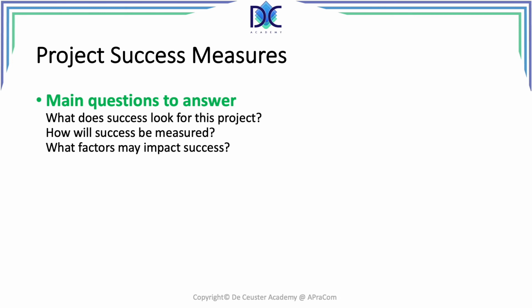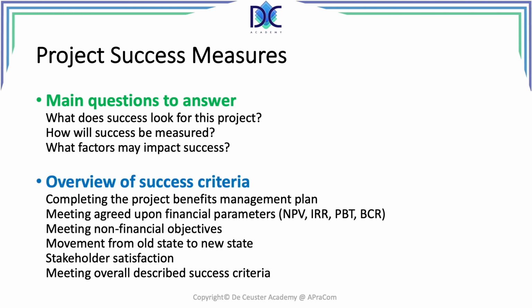And it's important, like I said before, to do it at the beginning of the project. Doing it later leaves everything open to interpretation. We look at the success criteria: completing the project benefits management plan, meeting agreed upon financial parameters, meeting non-financial objectives, the movement from an old state to a new state. How did that go? Were there issues? Were problems solved?